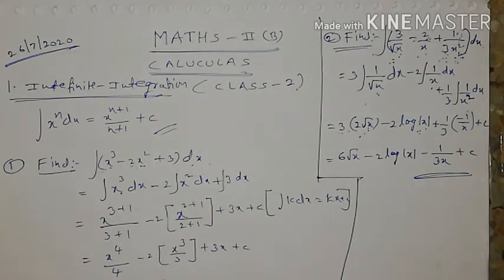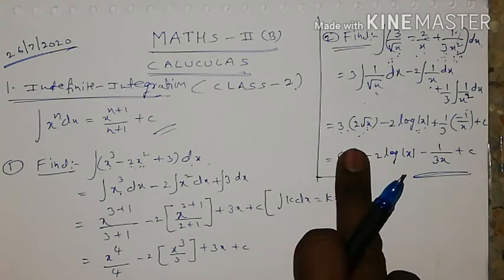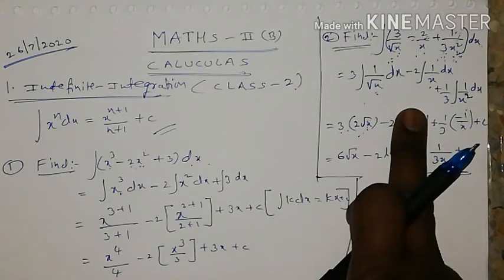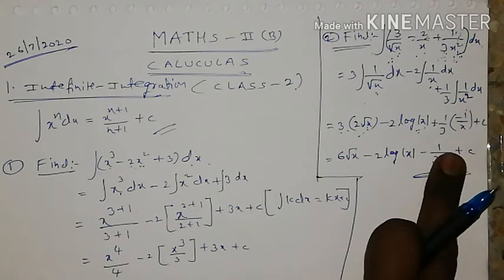Clear? Right. So this is one more problem. You have to remember these formulas. Integration of 1 by root x is 2 root x. Integration of 1 by x is log mod x. Integration of 1 by x square is minus 1 by x.